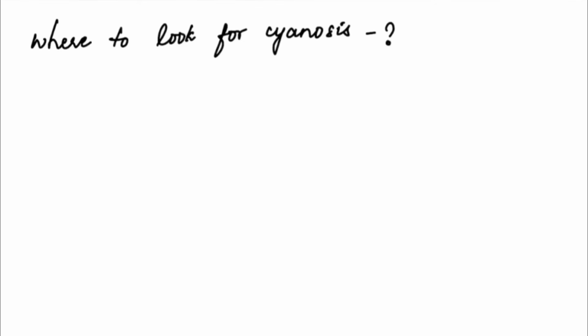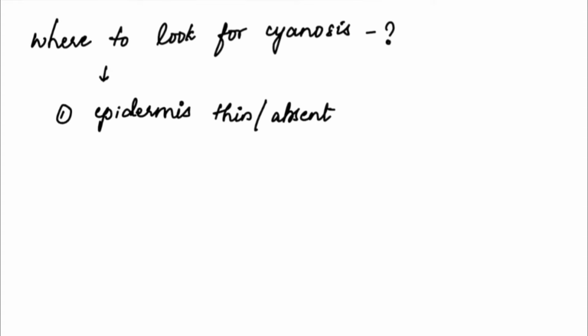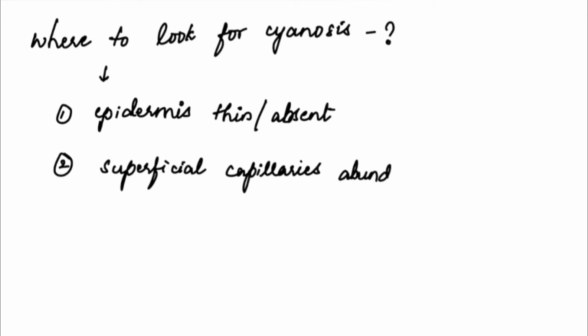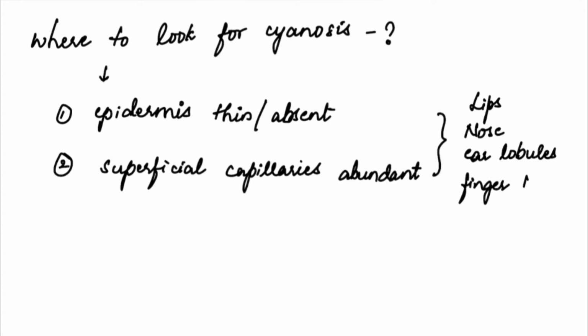Okay, now the way to look for cyanosis. Two criteria should be fulfilled. The first is that the epidermis should be thin or absent so that the skin pigment does not interfere, and the second is that the superficial capillaries should be more abundant. So these two conditions are fulfilled in areas like lips, nose, ear lobules, fingertips and oral mucosa.